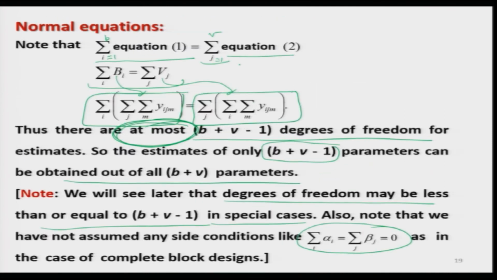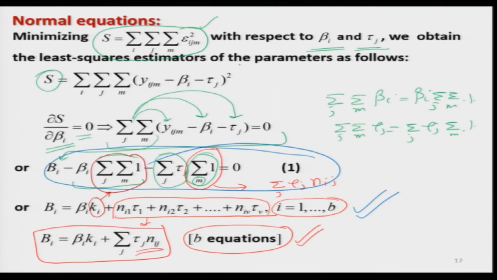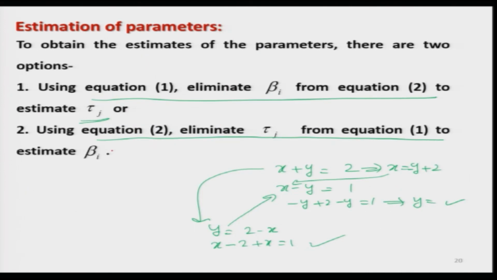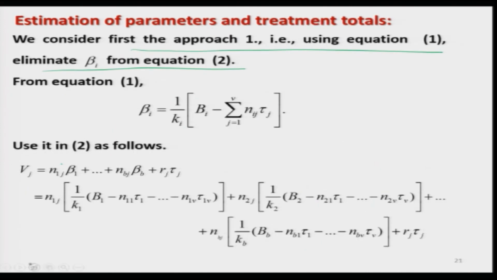So, this was equation number 1. You simply obtain the value of beta i from this equation, then substitute this beta i in equation number 2, and then obtain the value of tau j. That is what we are going to do here. If you take your pen and paper and try to solve it, you can do it faster than what I am doing here. That is a very simple exercise.